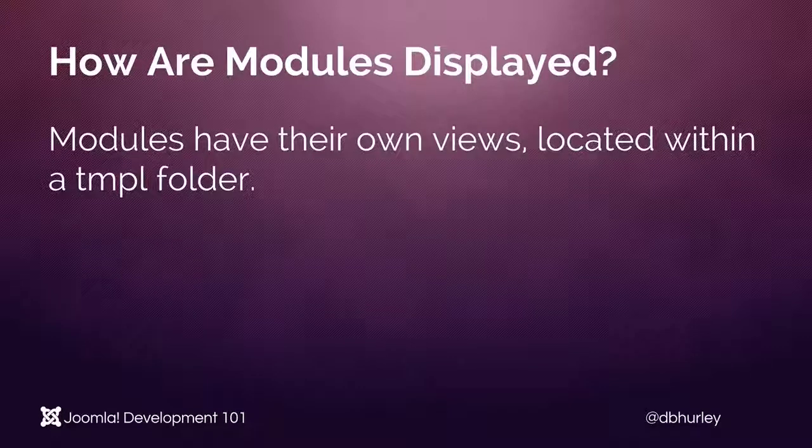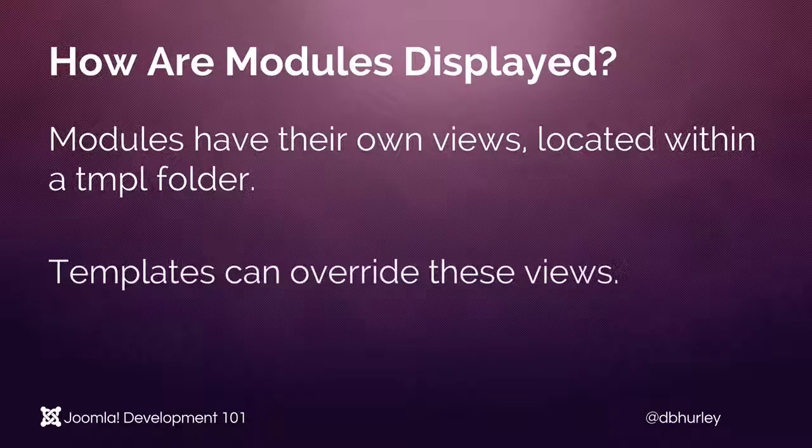So now let's look at how modules are displayed. Modules have their own views, and these views are located within a TMPL folder within the module. When you install this, it will add the views in the module folder. Additionally, templates can override these views through the use of HTML overrides. We touched on this briefly in the very first set of lectures when we discussed the basics of Joomla. If there are some questions, we can certainly do another lecture dedicated specifically to HTML overrides.